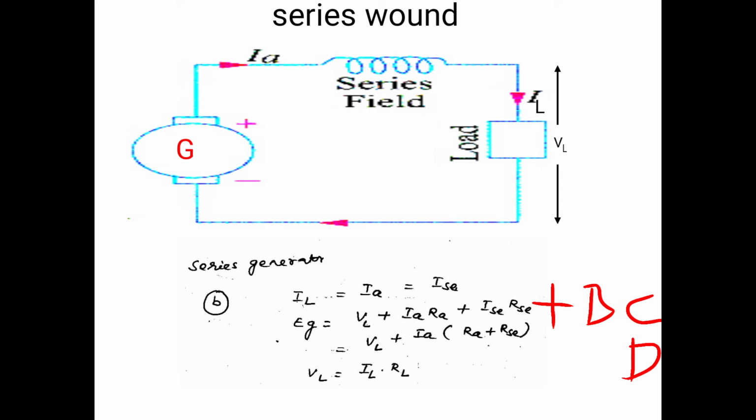Next, the armature winding has some resistance value, so the voltage drop equals IA into RA. The armature winding also has brushes, and the brushes drop some voltage, equal to BCD. So finally the generated EMF equals the load voltage plus IA into RA plus ISC into RSC plus BCD. Here we know that IA equals ISC, so we can write the equation EG equals VL plus IA into (RA plus RSC). The load voltage VL equals IL into RL.